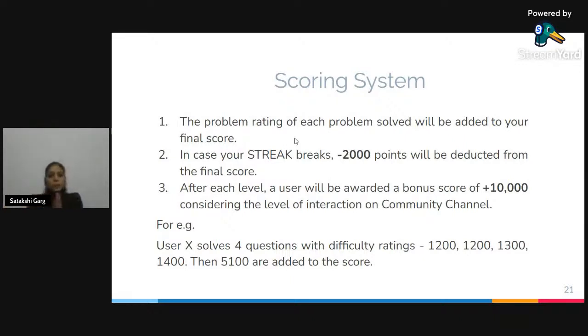Now, suppose someday you break your streak. You are not able to maintain your streak for some reason. What happens is that 2000 points would be deducted right away from the final score, and this penalty cannot be earned back. We give one lifeline to all the participants throughout the CP camp: suppose you break your streak, you can get that streak back, but only once. I'll be telling the procedure after this slide on how to get that streak back. You can get the streak back, but you cannot get the score back. So if 2000 points are deducted, they are deducted till the end.